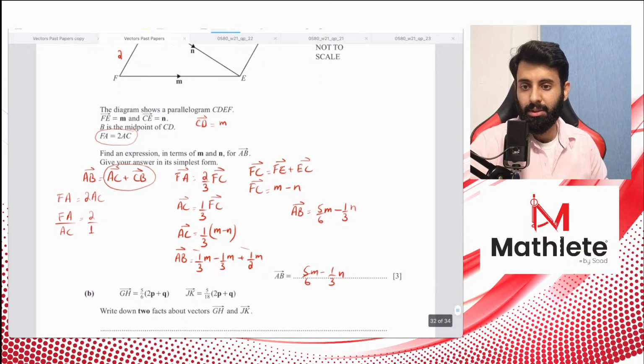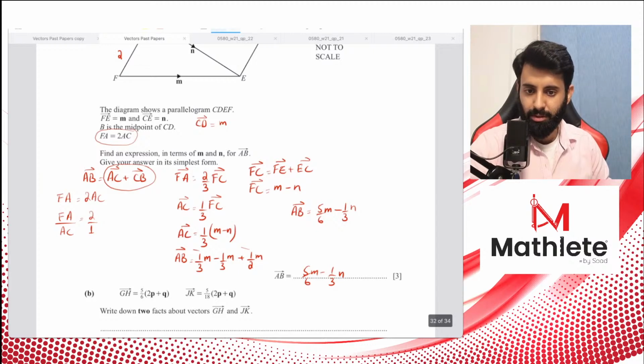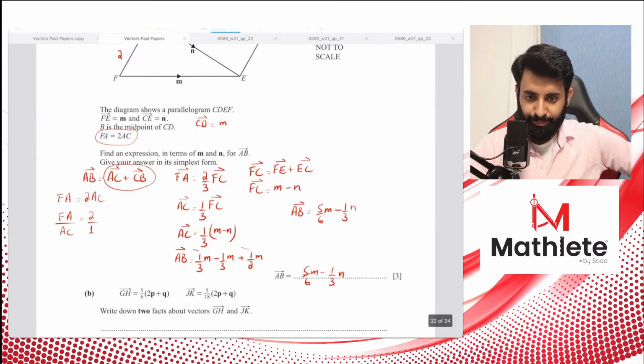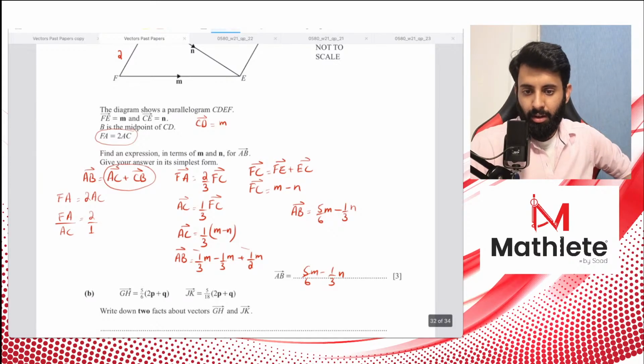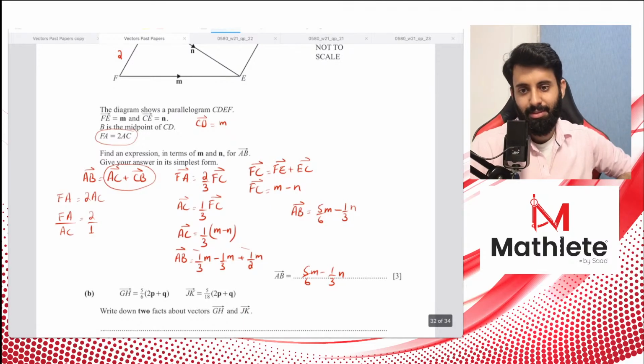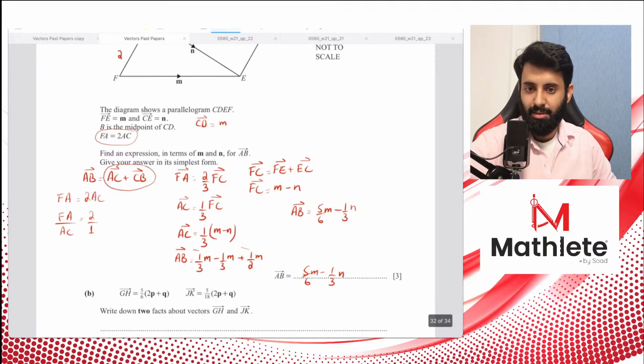Okay, so I would say that this was quite a challenging question. What are your thoughts about this? Let me see if there are any questions. I have been doing pretty well in O-level subjects. Okay, that's great.